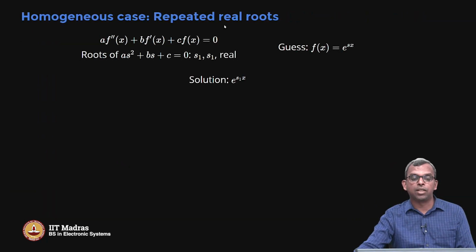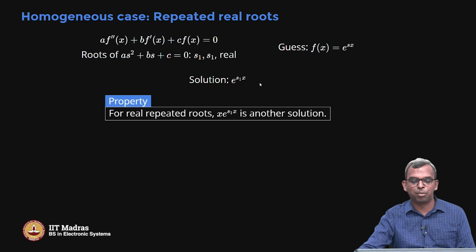The next possible case for this quadratic is to have repeated real roots. Okay, so the quadratic equation you have may be a perfect square, right? It may be some s plus b by 2a whole square. It may be that. Okay, if it is a perfect square, then you will get two roots repeating. Multiplicity will be 2, right? You will get s1 comma s1. Okay, so both are real, let's say. So then you have only one solution, e power s1x. How do I tackle this case? Okay, so here is a very interesting property.